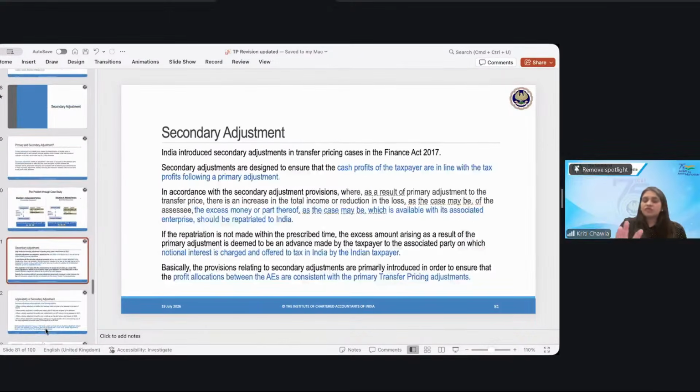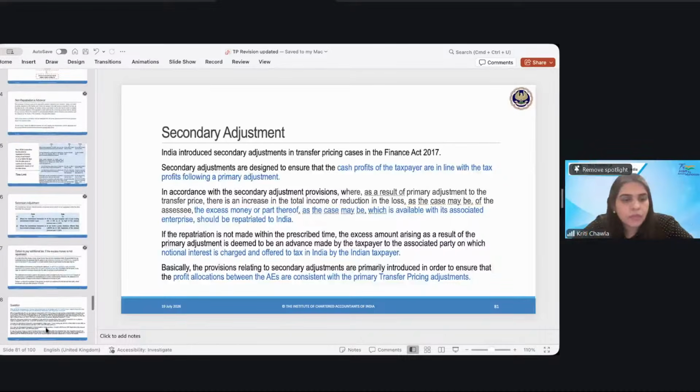So now secondary adjustment provisions were introduced in transfer pricing cases in India in the Finance Act of 2017. Secondary adjustments are designed to ensure that the cash profits of the taxpayer are in line with the tax profits following a primary adjustment. So only if there is a primary adjustment will a secondary adjustment actually happen.